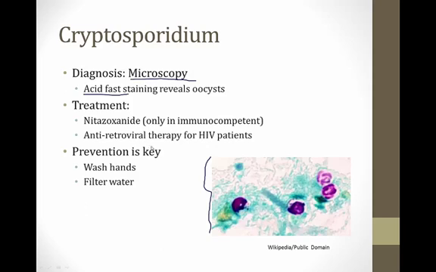There is a treatment for immunocompetent patients that's called nitazoxanide. If you have HIV/AIDS, really the only thing you can do to treat this is use antiretroviral therapy to try and raise the CD4 count. Nitazoxanide has been disappointing in clinical trials for efficacy in people with HIV/AIDS. And really prevention is the key here. People need to wash their hands and use filtered water so that they don't drink contaminated water and get the oocysts.